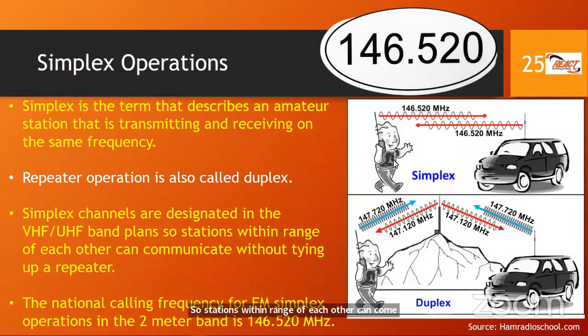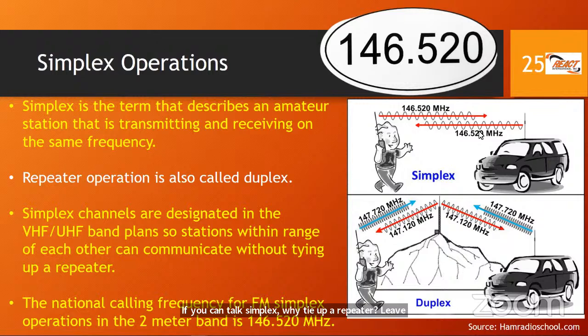So imagine you're just a couple of houses away, or maybe just a town away, or a couple of miles away, and you want to have a long conversation with another amateur radio operator. If you can talk simplex, why tie up a repeater? Leave the repeater for other operators to use who may not be able to talk direct to each other.